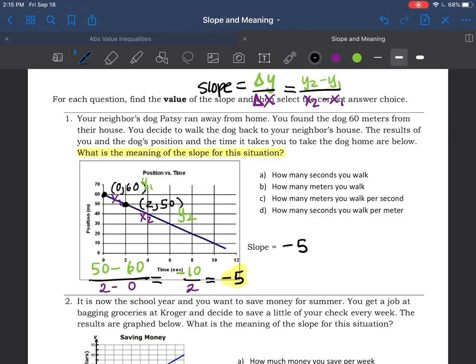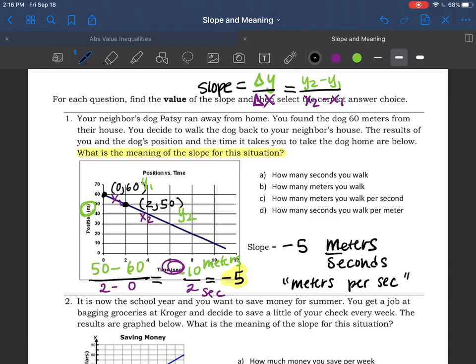But to determine the meaning of this, you want to put units on that. And so the y's are measuring meters. And then the x's are measuring seconds. And so the units on this is meters over seconds. I'm going to rewrite it vertically. Meters over seconds. And so we read that as meters per second. And so if we're trying to determine the meaning of this number, we're looking for an answer choice that says meters per second.